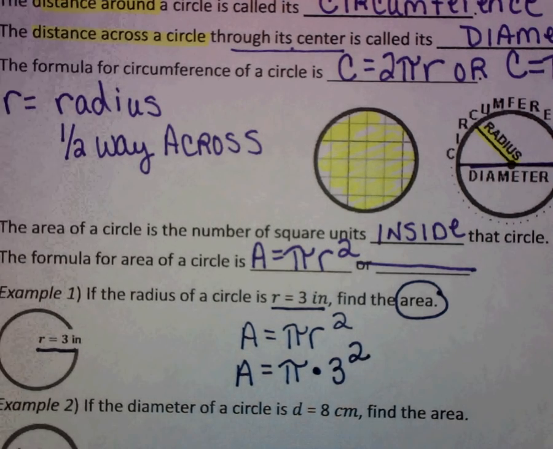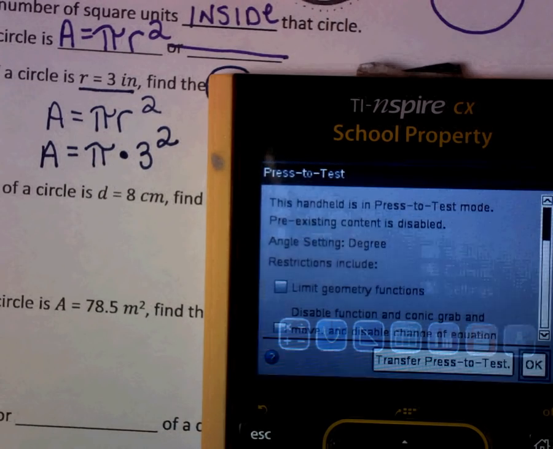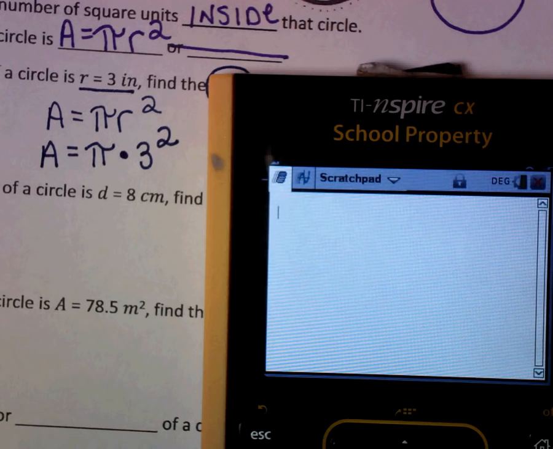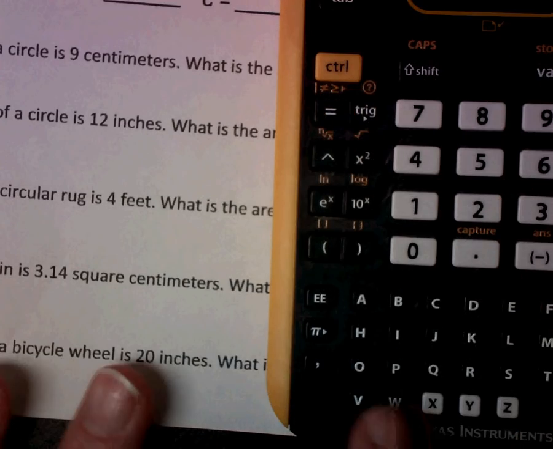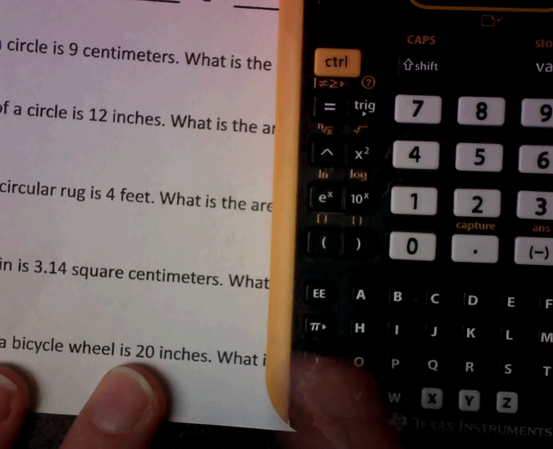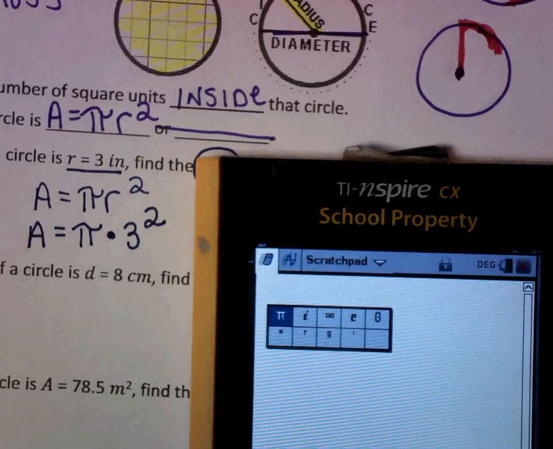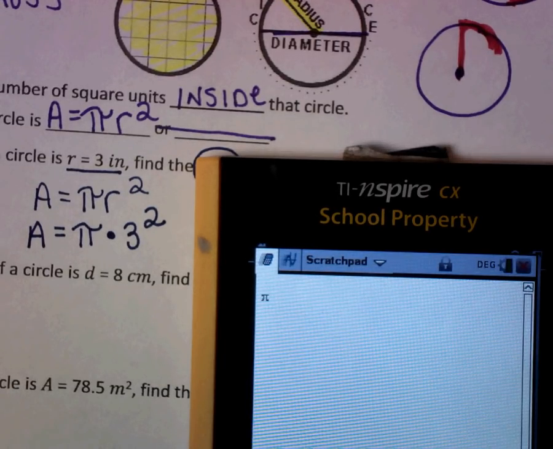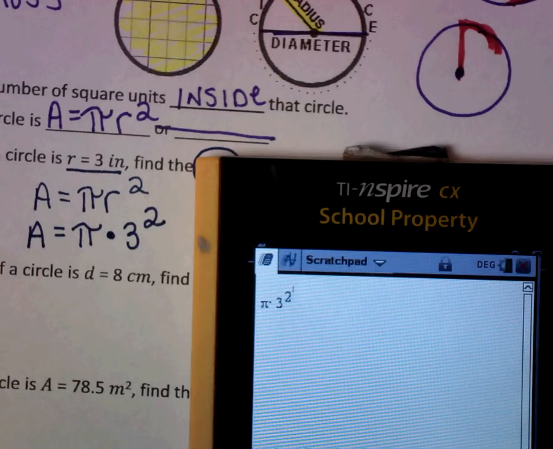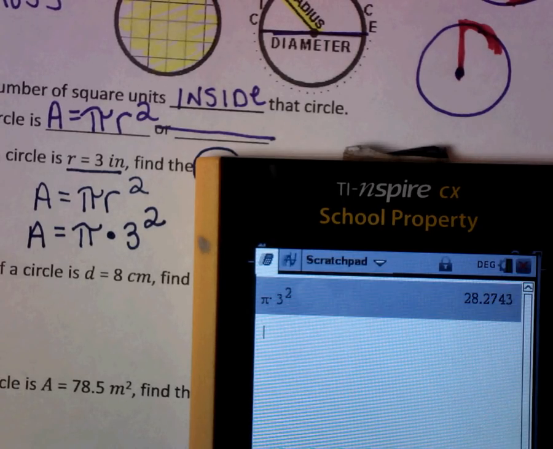Now, hopefully you could look at some of that and calculate it yourself. But we do have our calculators, and so take your calculator and get to a calculator page. Remember, your pi button is down here by your H key, so you can hit the pi button and select the pi, and then we're doing times 3 squared, and then hit enter.